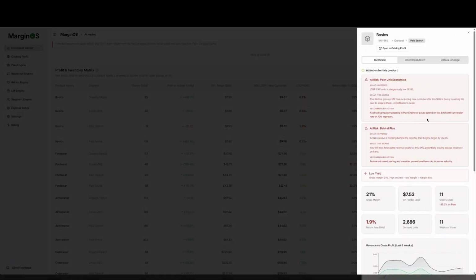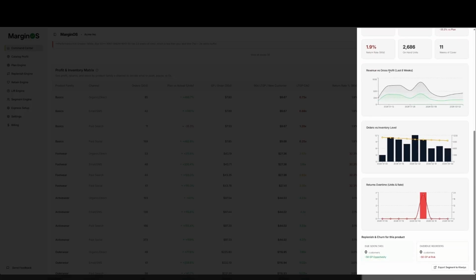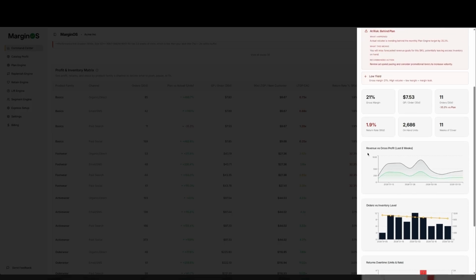At the top, you see the same flags that triggered your margin briefing. Under that are the core KPIs for this slice only. Then you have the time series, revenue versus gross profit, orders versus inventory, and returns over time. This is where your team can say, is this a creative problem, an offer problem, or an ops problem? The cards tell you what, this drawer tells you why and what to do.